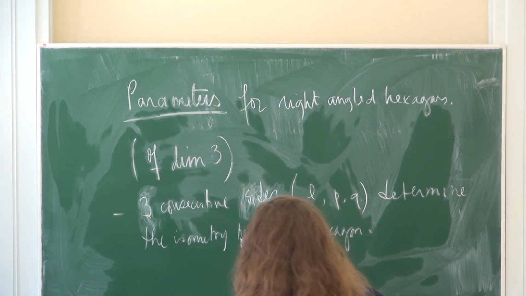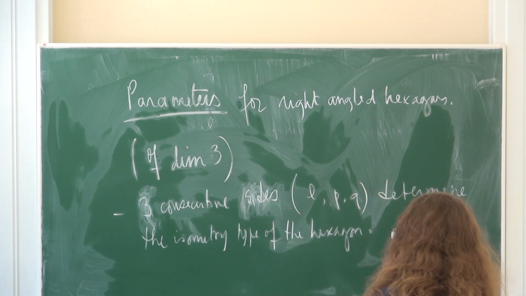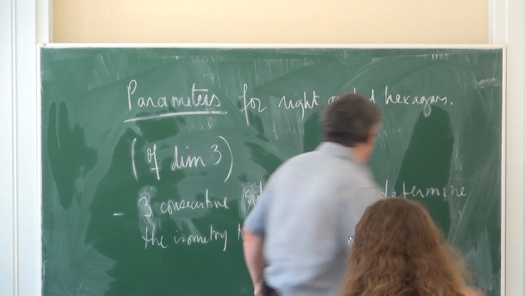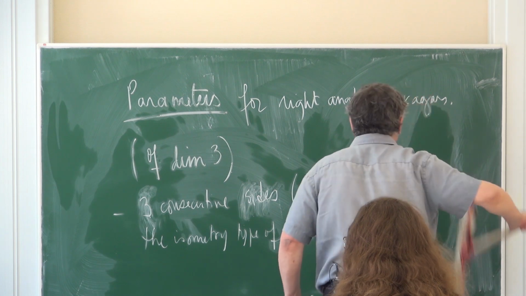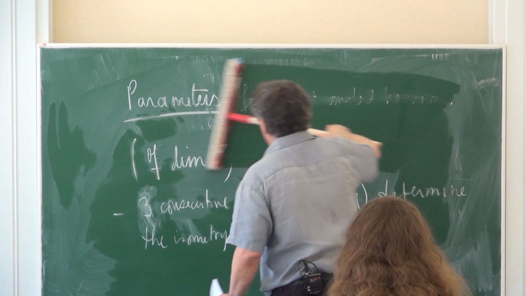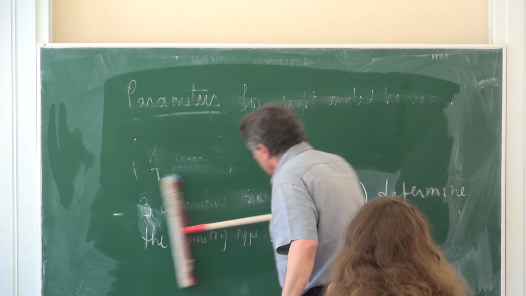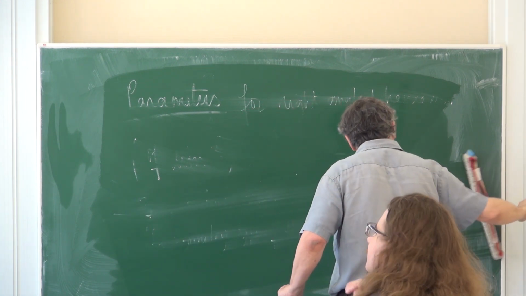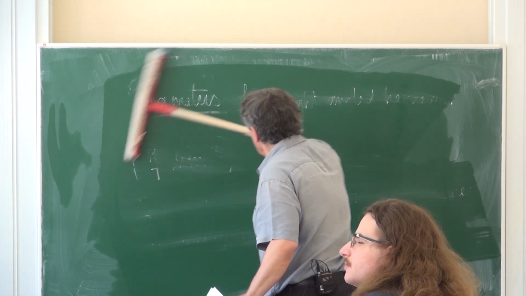So there are some inequalities. But anyway, you have 3 parameters, and you can find the domain where these 3 parameters have to be. I mean, there's some interesting trigonometry here, hyperbolic trigonometry.